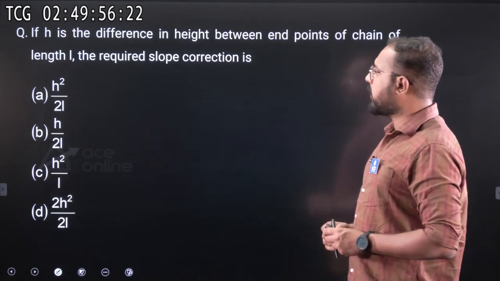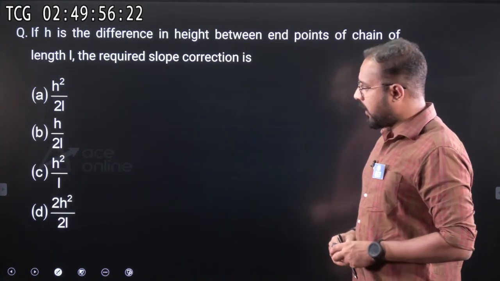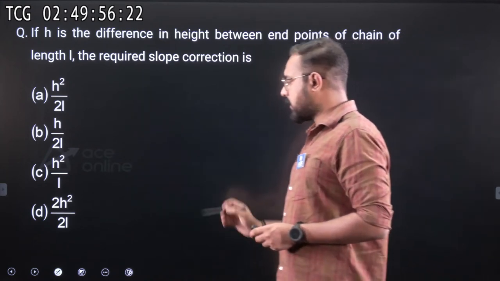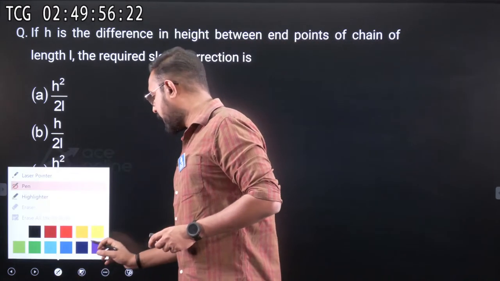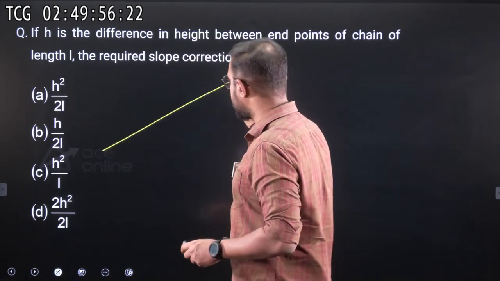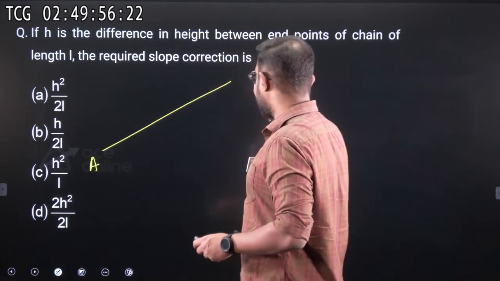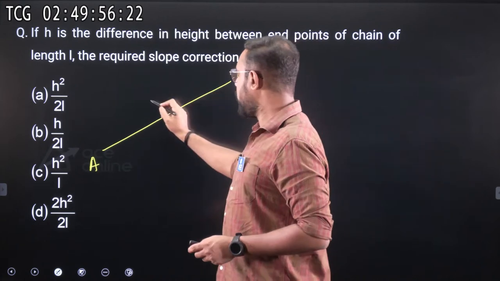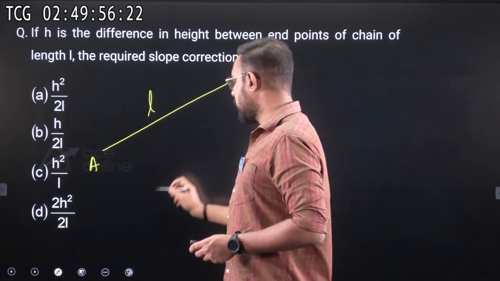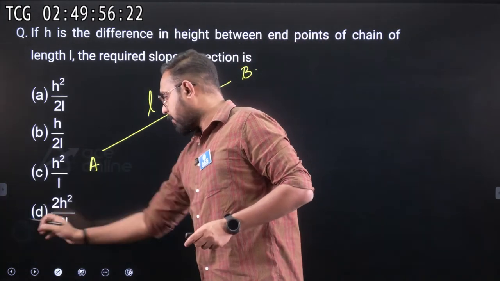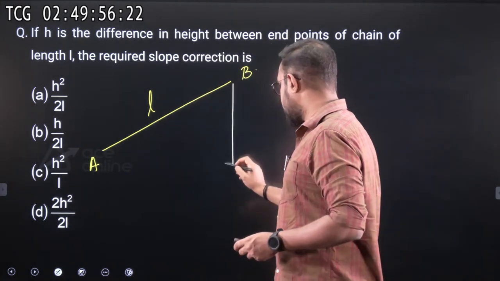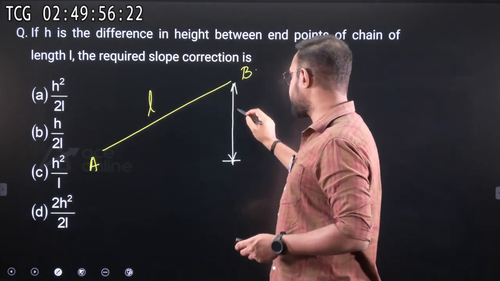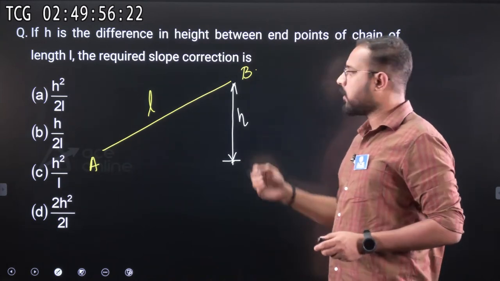Next up: if h is the difference in height between the end points of a chain of length L, the required slope correction is dash. Try to understand the field condition here. What they are trying to say is, this is my point A, then my point B is here, and the length L is here. Points A and B have a difference in elevation of h, and we need the slope correction.